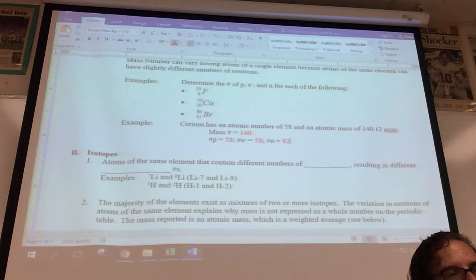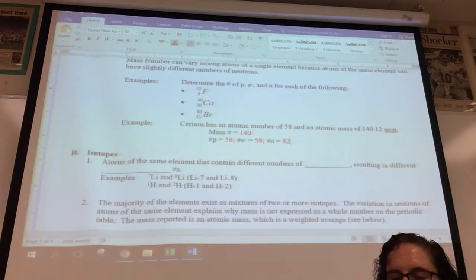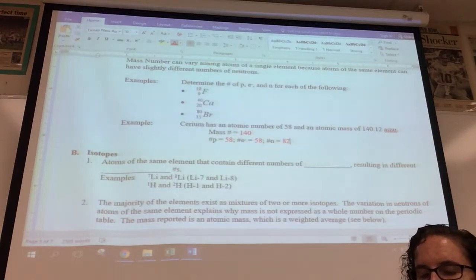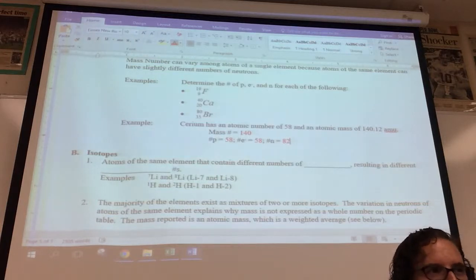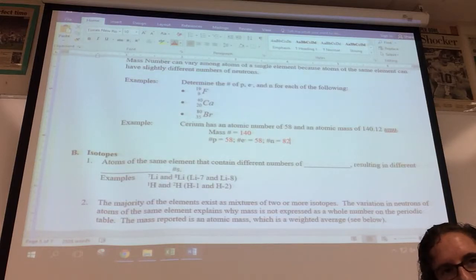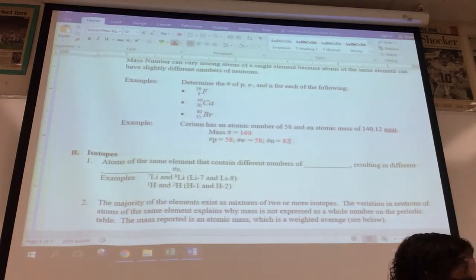Dora, if I said to you an element has 37 protons, what would its atomic number be? 37. Right. And if I said that the atomic mass of an element is 132.90, what's the mass number? 133. Correct, 133. Alrighty, we've got this.